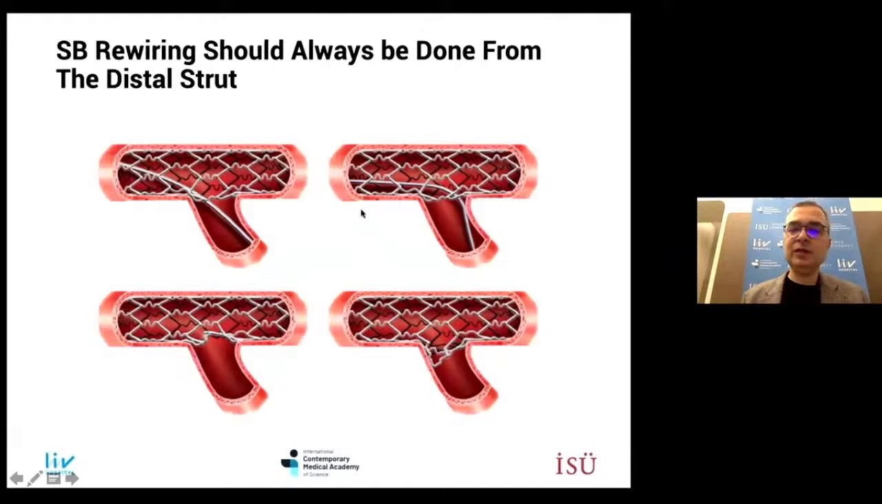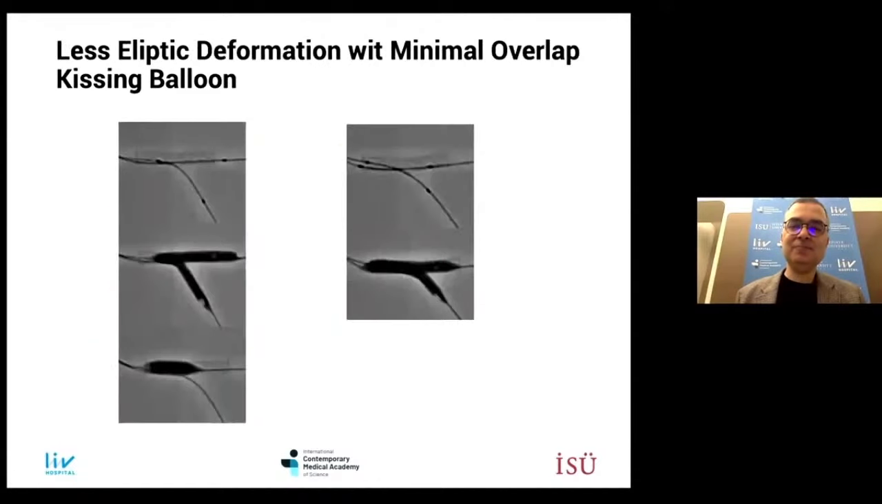But in case you prefer the distal strut, which is not an easy step and requires some experience, and in case you have OCT or IVUS, you will see online, live, whether you're on the right strut or not. If you choose the distal strut, of course, you will have some proximal covering of the side branch, and this will make the procedure perfect.